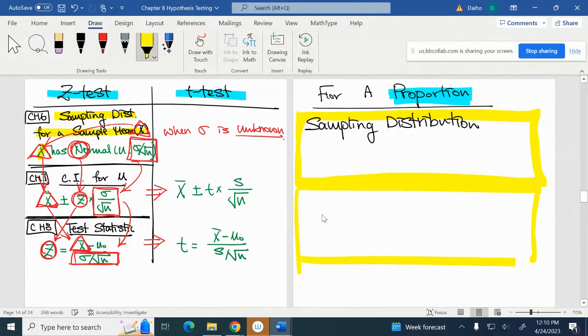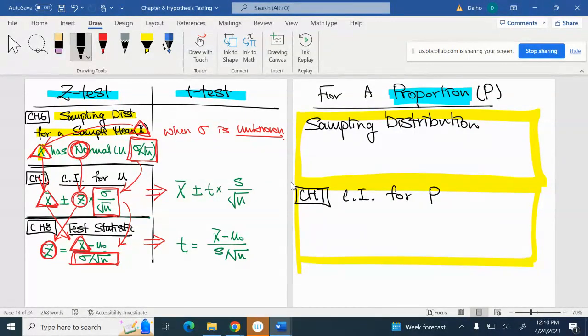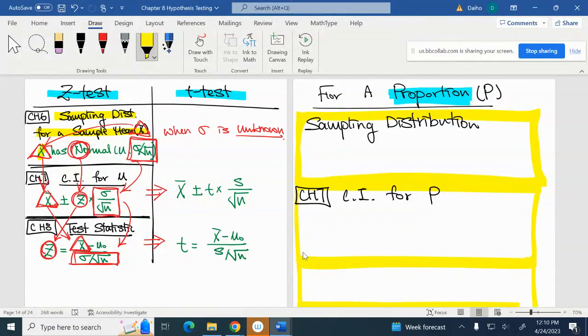And let me review the confidence interval, chapter 7, for the proportion. For the proportion, we use the notation P. And today, finally, let me give you the test statistic, chapter 8. You understand what we are going to discuss today?